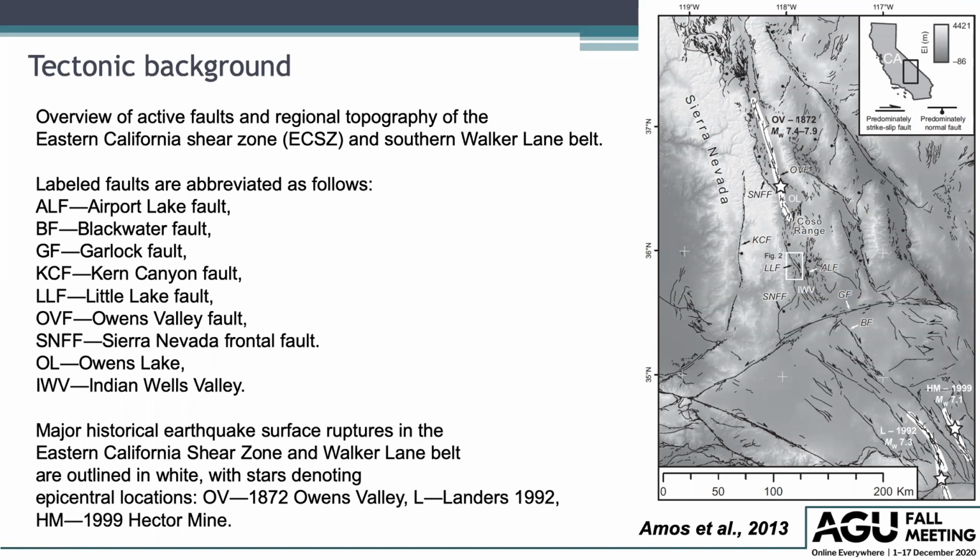Here is a tectonic map for the region I'll be talking about today. It is largely located in the Mojave Desert, in between the Walker Lane Belt and the Eastern California Shear Zone. Here's the Garlock and here's the San Andreas Fault, and here is the Coso geothermal field. The rupture roughly lies between Garlock and Coso. These white segments denote historic earthquakes: the 1872 Owens Valley earthquake, the 1992 Landers, and the 1999 Hector Mine.